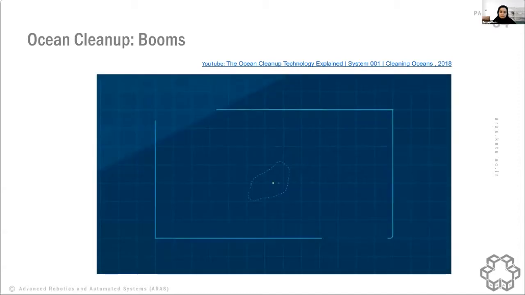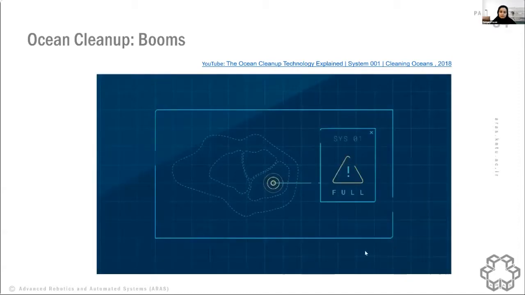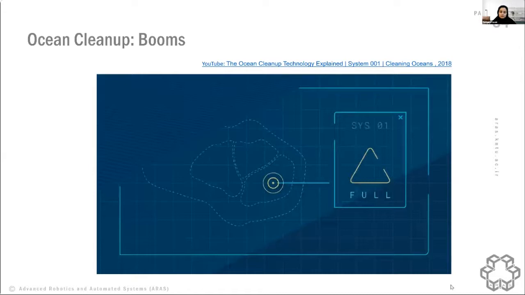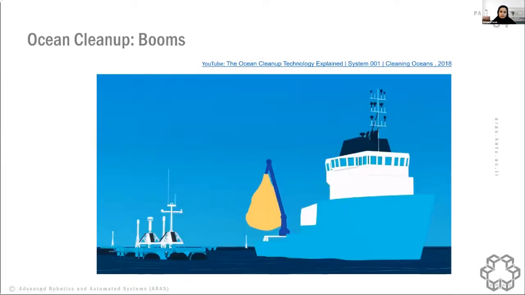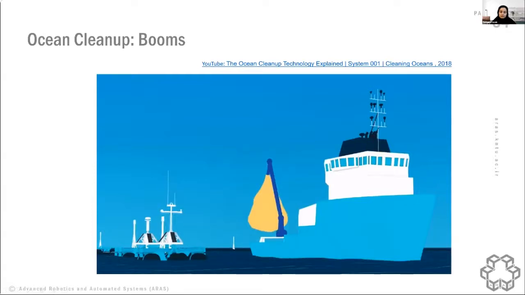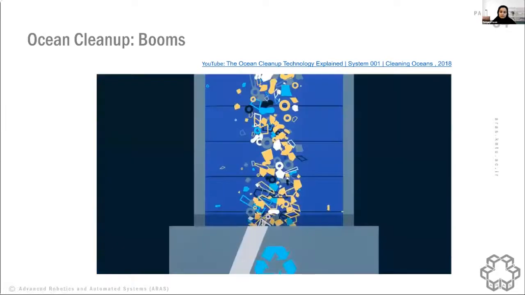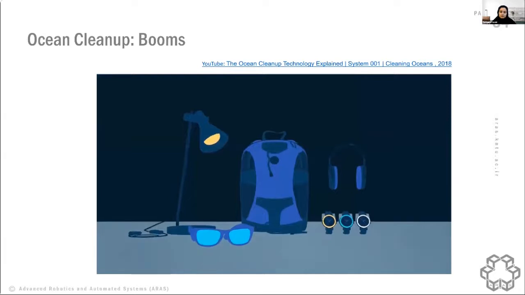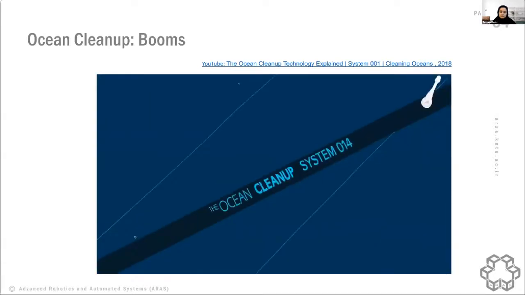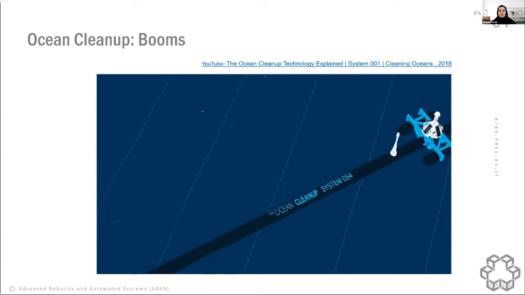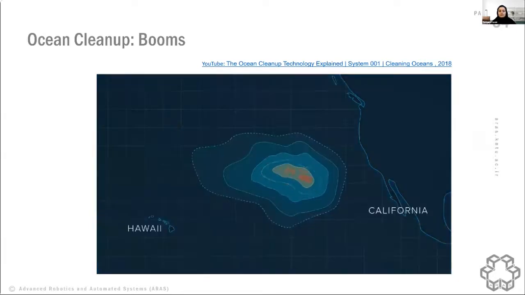Periodically, a support vessel comes by to take out the concentrated plastic, like a garbage truck of the ocean. The plastic is then transported to land, recycled, and made into durable products. This is the first of a fleet of 60 systems. Once deployed, the fleet is expected to clean up 50% of the Great Pacific Garbage Patch every 5 years.